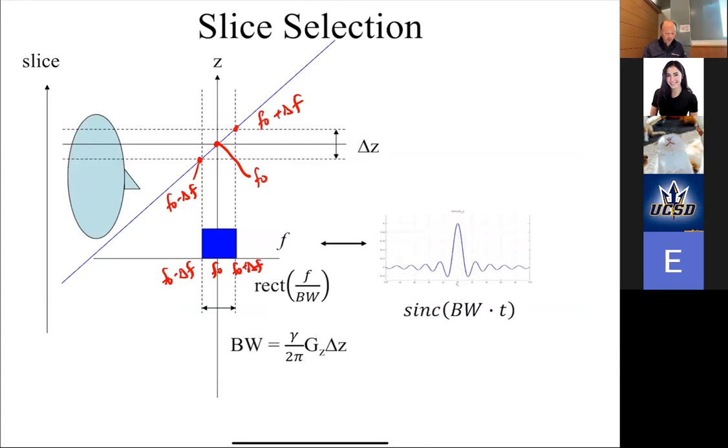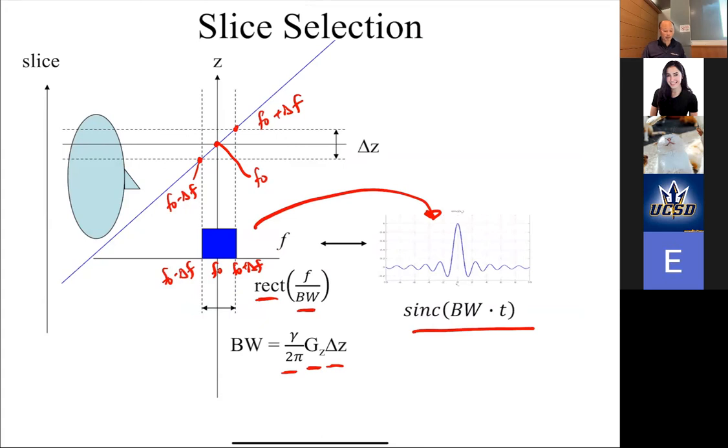So this is just going to be a rect function in the frequency domain with some bandwidth. And the bandwidth is just the product of gamma over 2 pi times the gradient I turn on times delta Z, okay? So in the frequency domain, I have a rect function. Therefore, in the time domain, I must play out a sinc function as a function of time, okay? So now this is a sinc function in time, okay?